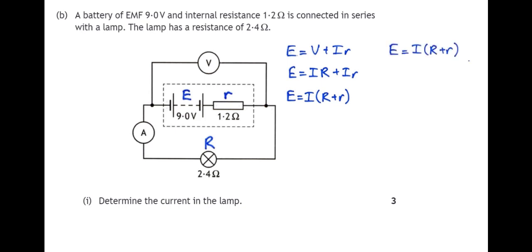So E equals I times big R plus little r. Insert the numbers that we have there. E is 9 volts. The load resistance is 2.4 ohms, and the internal resistance 1.2 ohms. And we can work out the current, 9 divided by, as it will be, 3.6, which is 2.5 amps.